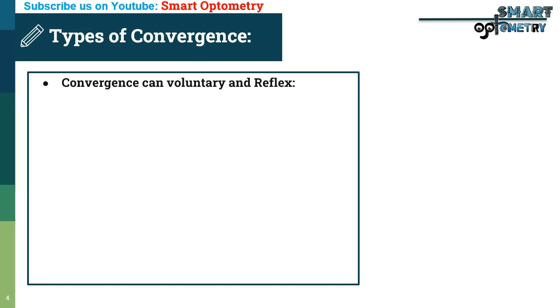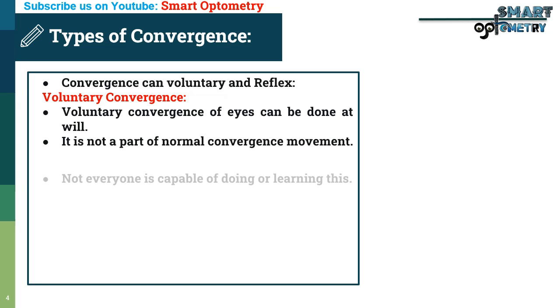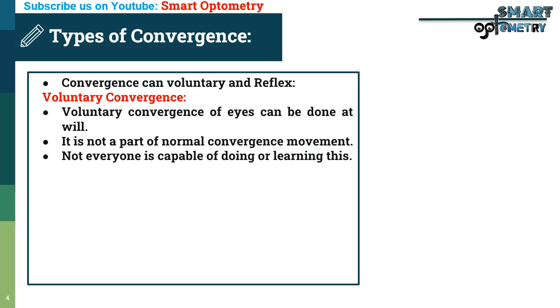Types of convergence. Convergence can be voluntary and reflex. Voluntary convergence. Voluntary convergence of eyes can be done at will. If we want, we can stimulate the voluntary convergence. It is not a part of normal convergence movement. Not everyone is capable of doing or learning this.